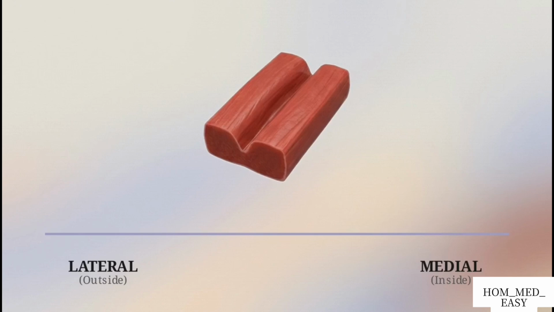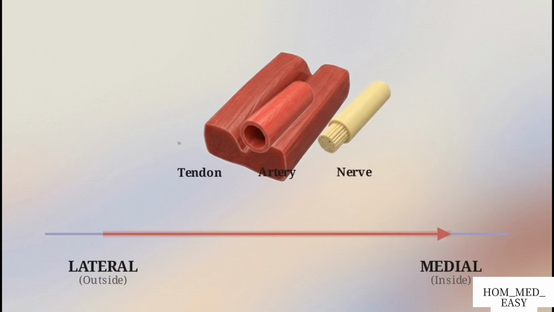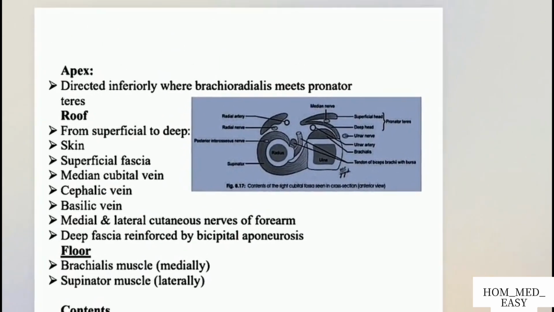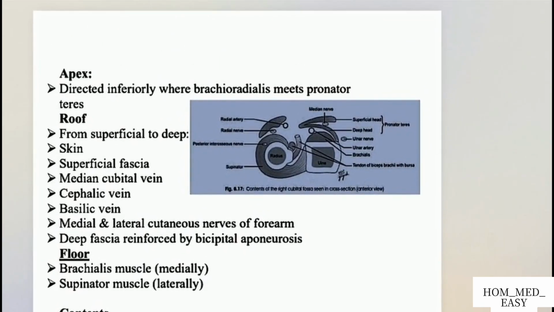These deep structures do not float randomly. They maintain a rigid, predictable spatial orientation along a strict lateral to medial axis, meaning from the outside of the arm moving inward. Clinicians navigate this axis using a core anatomical mnemonic, TAN. As shown in the center of Figure 8.17, this dictates the exact order of the structures. T stands for the tendon of the biceps brachii. Positioned as the most lateral structure in the bundle, this robust tendon serves as a physical landmark that is easily palpable through the skin. A stands for the brachial artery, located immediately medial to the biceps tendon.